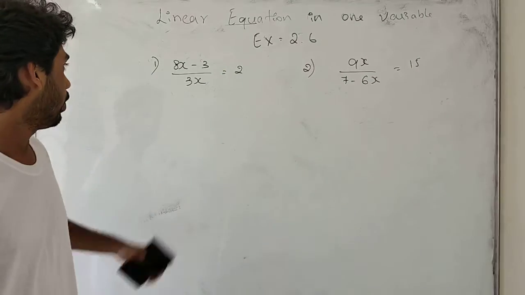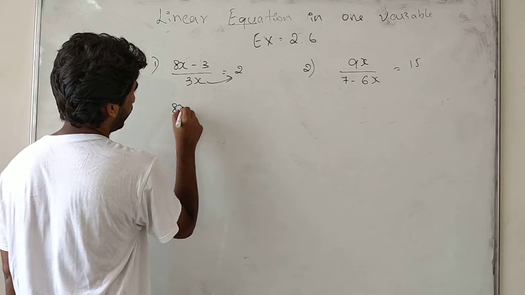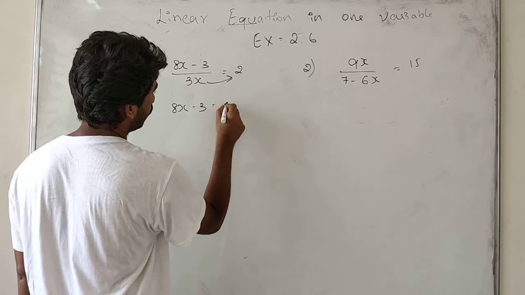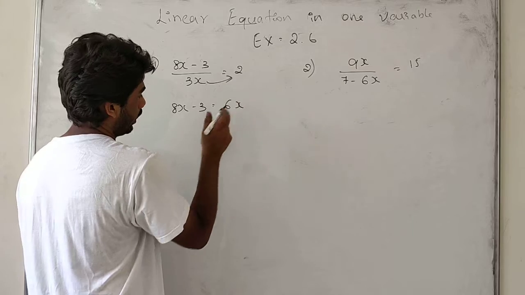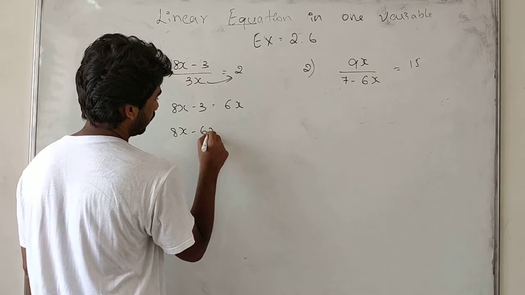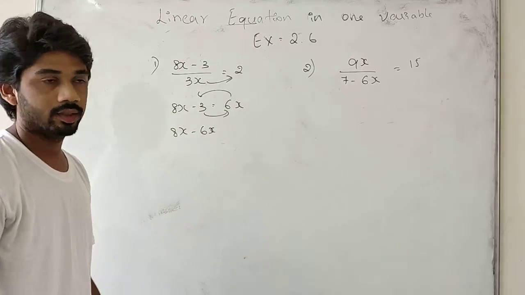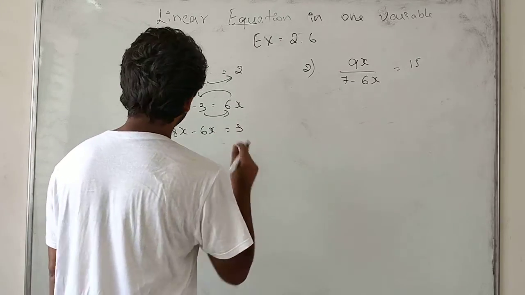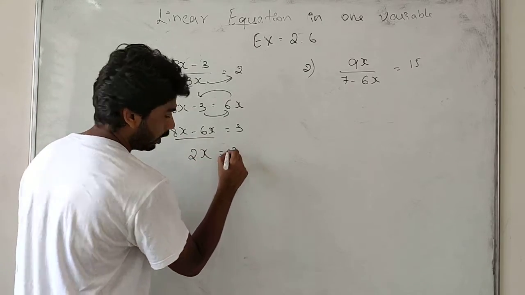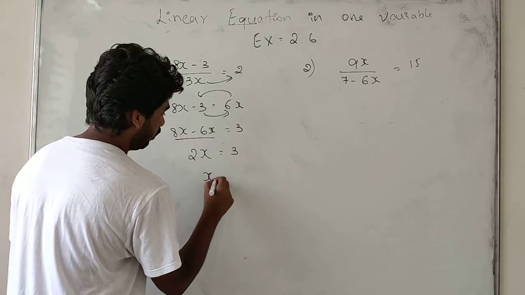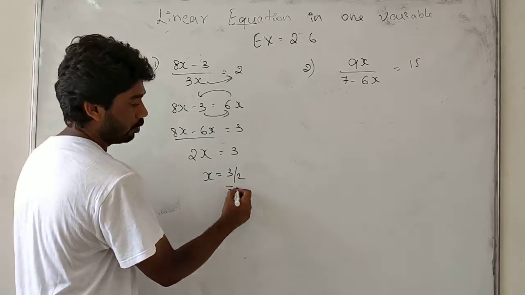So now the first problem. I will take x on this side. So we will get 8x minus 3 is equal to 2 into 3x, that is 6x. Now I will take 3 to that side. So 8x minus 6x, I will shift this one. Plus on the other side becomes minus. So here it will be 3. So I will get 8x minus 6x, that is 2x, is equal to 3. x is equal to 3 by 2. This is the required solution of this one.